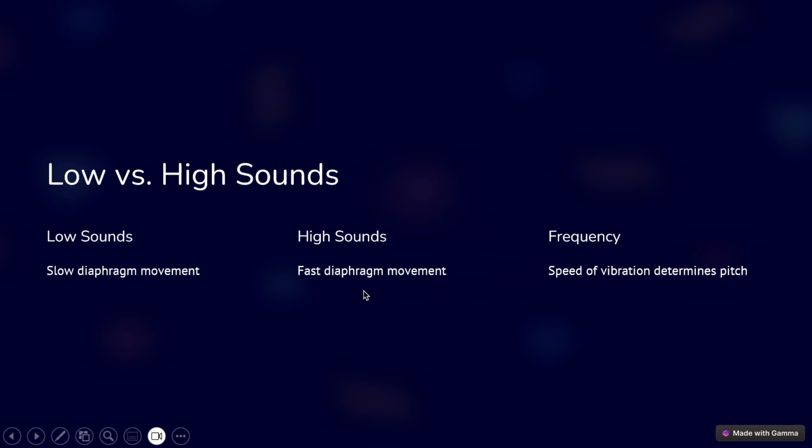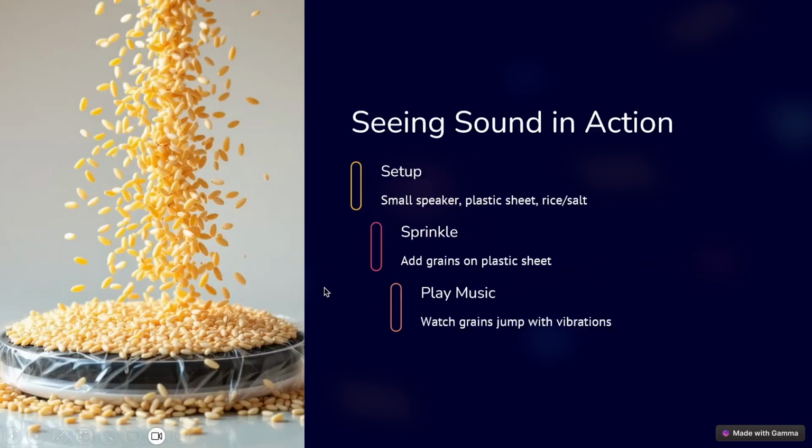Want to see sound vibrations in real life? Try this fun experiment. Take a small speaker and place a thin plastic sheet over it. Now, sprinkle some small rice grains or salt on top. Play some music and watch the grains jump. What's happening here? The speaker's diaphragm is moving, creating vibrations in the air. These vibrations shake the grains, making them move up and down. This is a simple way to see sound waves in action.